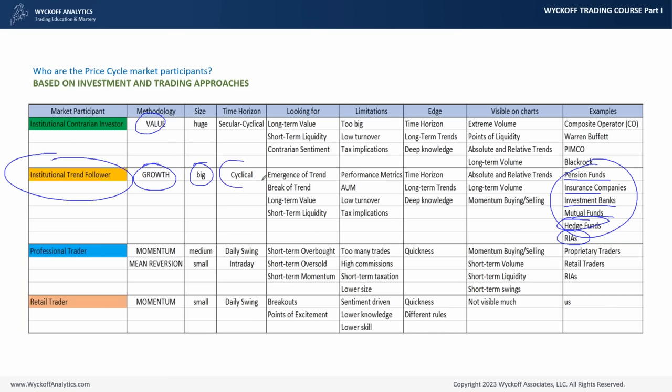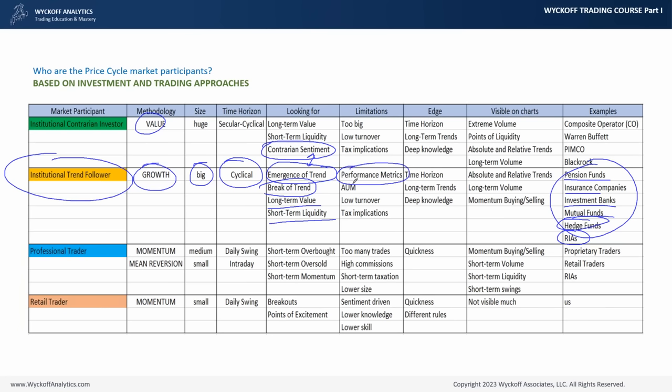They're looking for the emergence of the trend. And this is what's interesting. That's the difference between a contrarian sentiment and the emergence of the trend. They want to also identify the break of that absolute or relative trend and to get out at that point completely. They're looking for the long-term value and short-term liquidity. Their limitation is that they're driven by the performance matrix. So they have to always perform.